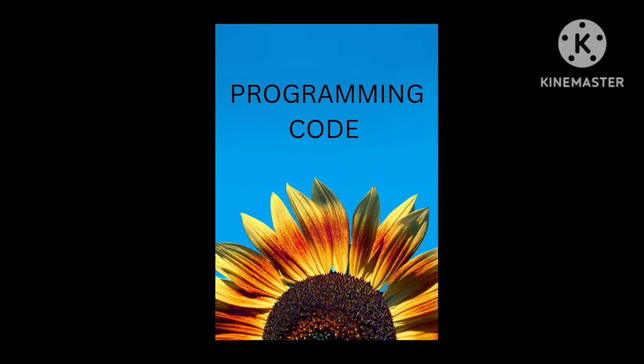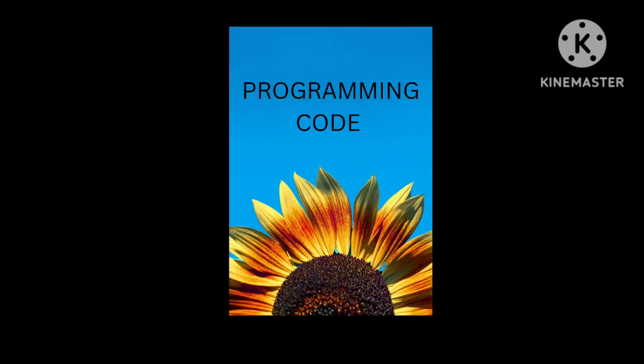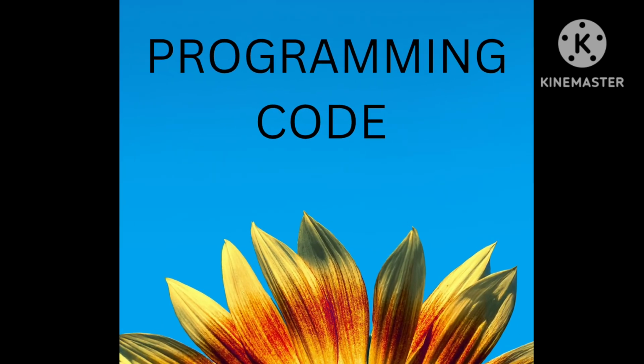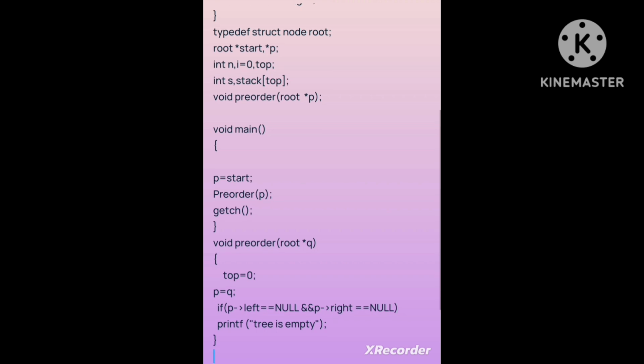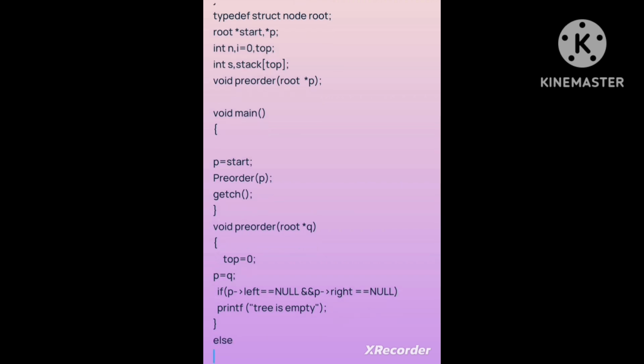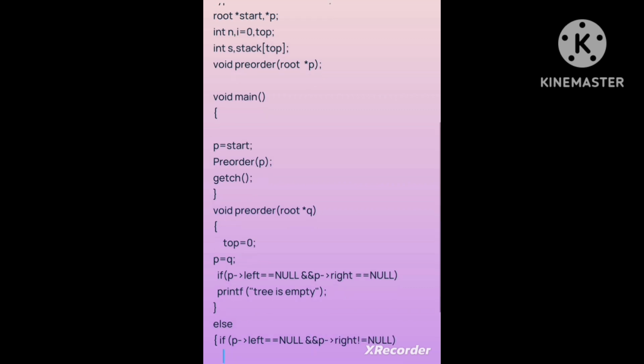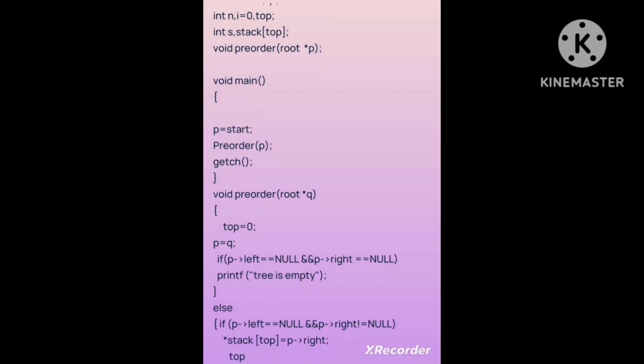Now let us understand the programming code for pre-order traversal in a binary tree. In this programming code, first of all we will check whether our binary tree is empty or not. For that we have used the if statement. If p of left and p of right is null, that means the tree is empty, else the three cases arise.